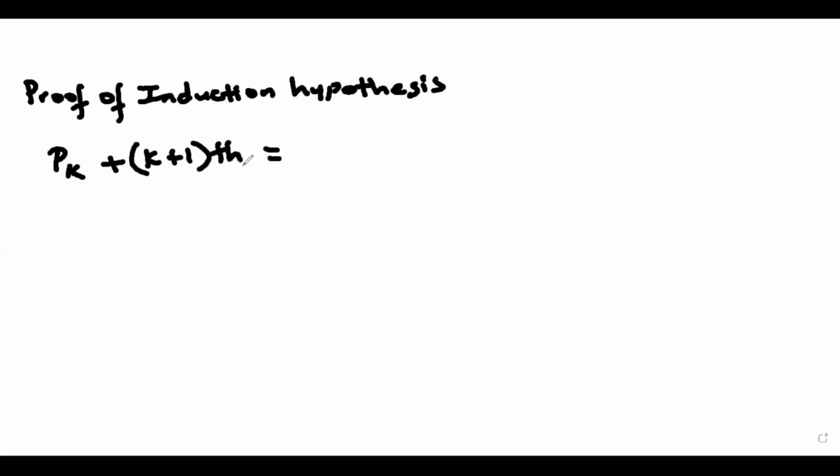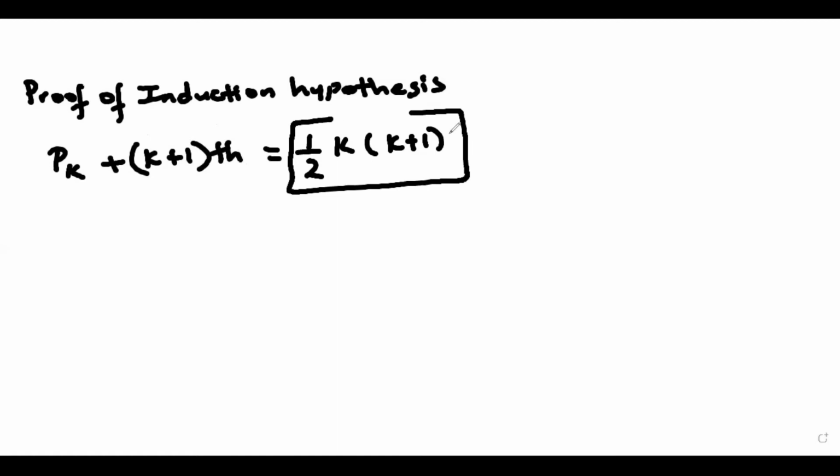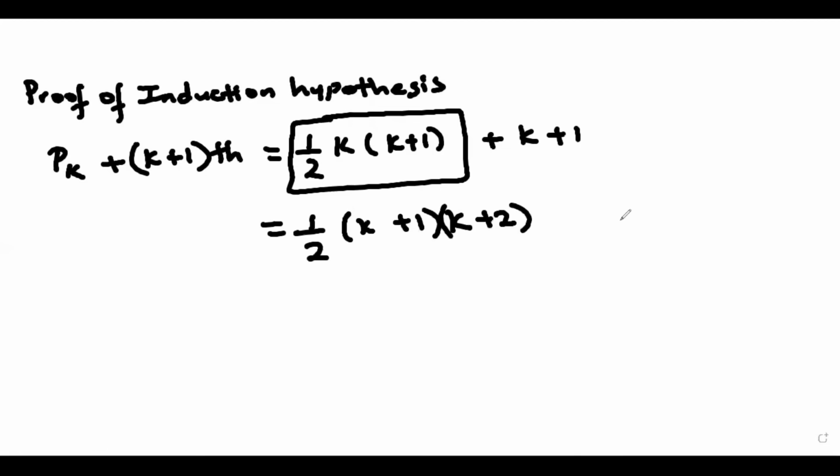And that is going to be equal to a half k plus 1. And if you look, this is your induction hypothesis, this is pk. And then you're adding k plus 1. So it's the pk, which is your induction assumption, plus the k plus 1 third. Then now when you simplify that, you're going to get half k plus 1, k plus 2. And you prove it.